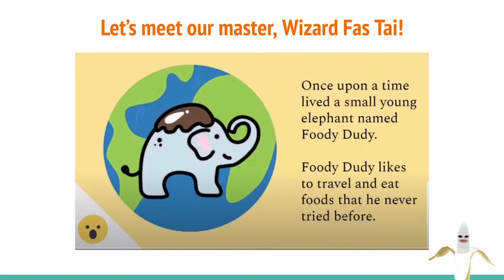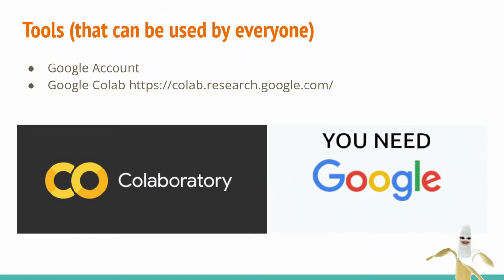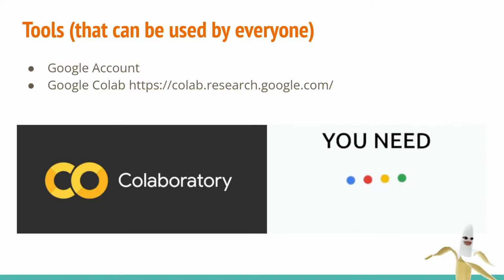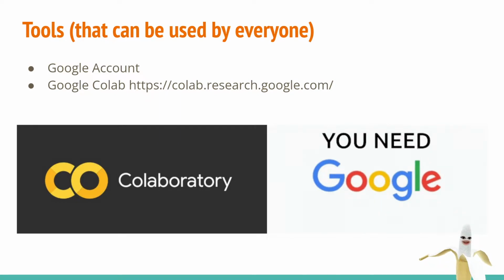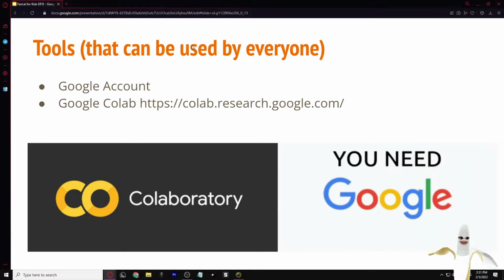So once we've met our master, Wizard Fastai, we're going to be looking at some tools we're going to be using. So the first tool is Google and a Google account, and the second tool comes along with a Google account, which is Google Colab. You need a Google account first. So if you don't know how to sign up, then just go to YouTube. There's a bunch of good tutorials, and once you're there, you can pause the video and come back. For whoever has a Google account, we can now just go ahead and follow my steps.